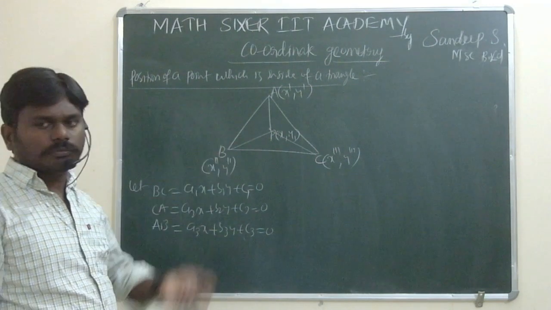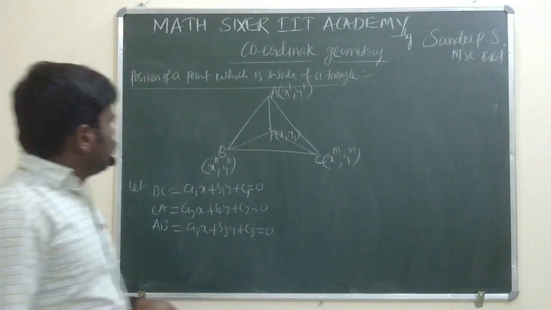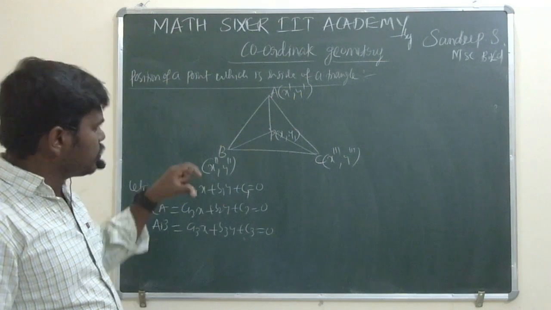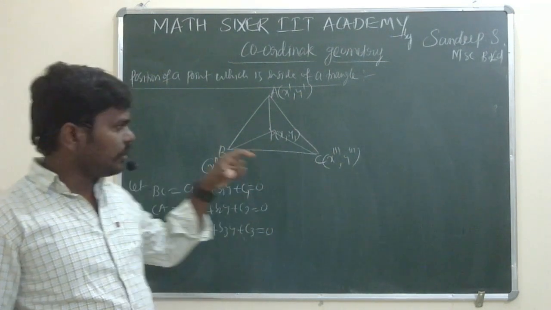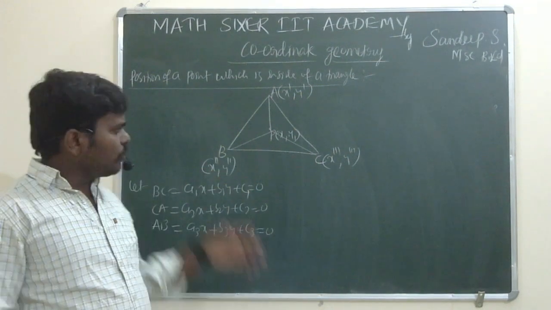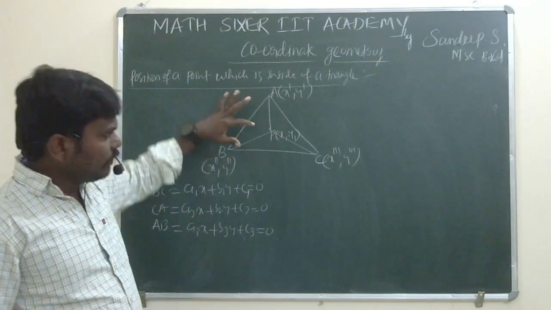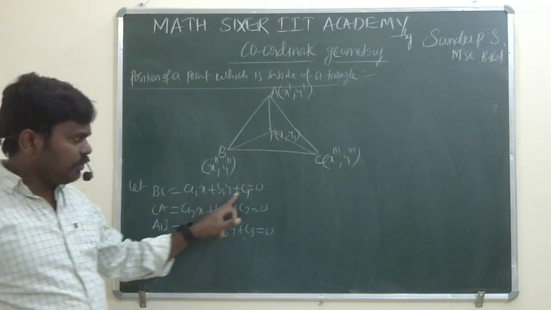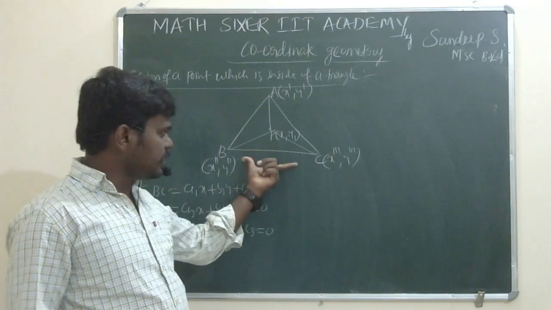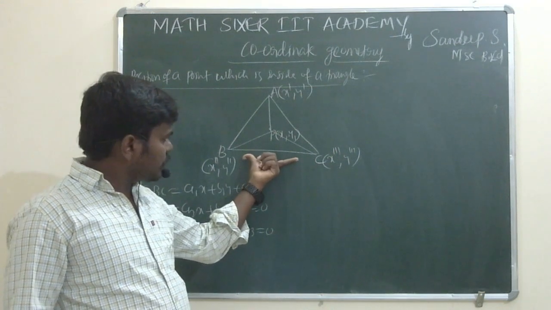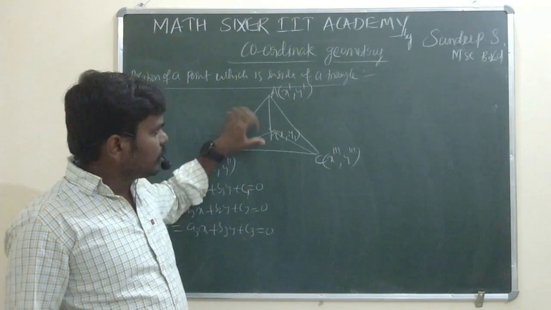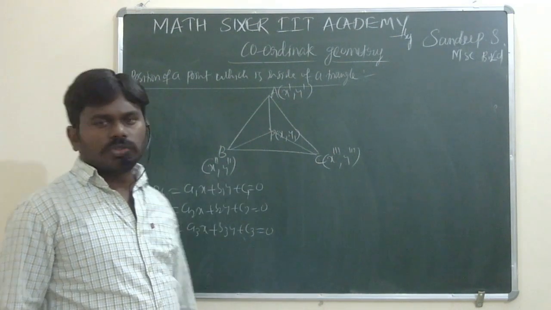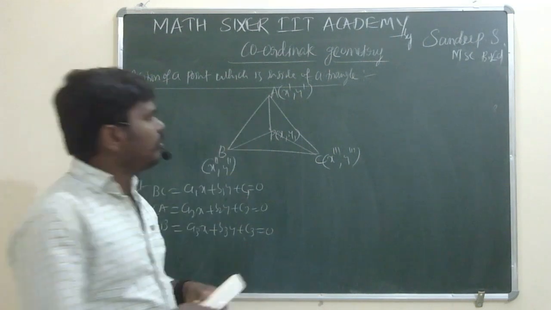Just now we have completed one concept, that is the position of a point with respect to a straight line. If you clearly observe the diagram, with respect to the line BC, the line is a1x plus b1y plus c1 equal to 0. So this is a straight line equation. With respect to this straight line, the points P and A are on the same side of the line. So when it is the same side of the line, what will happen here?